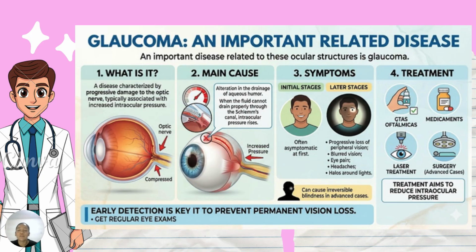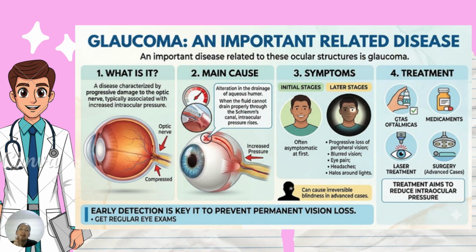And finally, the most important part, the diseases. The disease on this occasion is glaucoma, because this is considered an important disease associated with the eye. What is glaucoma? Glaucoma is a disease characterized by progressive damage of the optic nerve, usually associated with an increase of the intraocular pressure. The most common cause is impaired drainage of the aqueous humor.